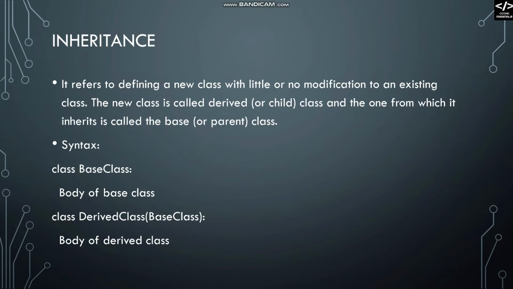The new class is called the derived or child class, and the one from which it inherits is called the base or parent class. The syntax is: class BaseClass, then the body of the base class, then comes class DerivedClass, and inside parentheses we write the name of the base class, and then comes the body of the derived class.